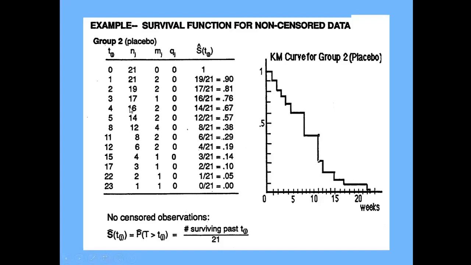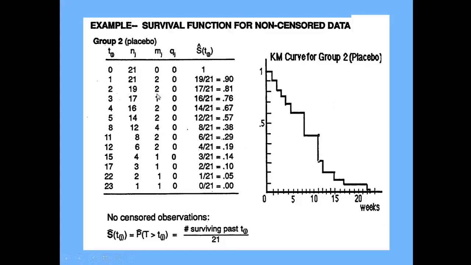So what's the probability of surviving past time 1? Well, two people failed, so 19 people survived, 19 over 21. So that's the survival probability. I plotted up here, 19 over 21. That's here. That's the first time that somebody failed. And I plotted at time 1. Okay. What about time 2?